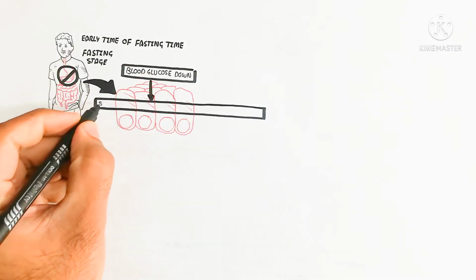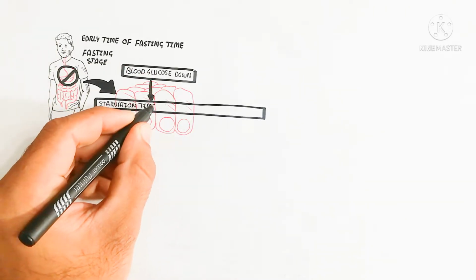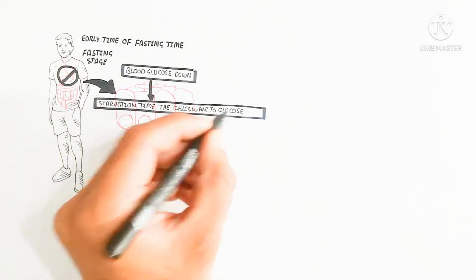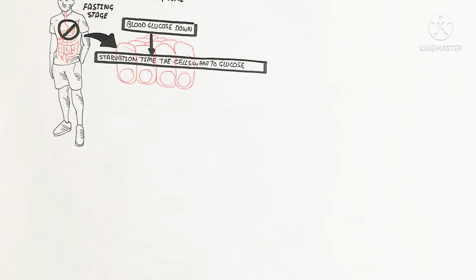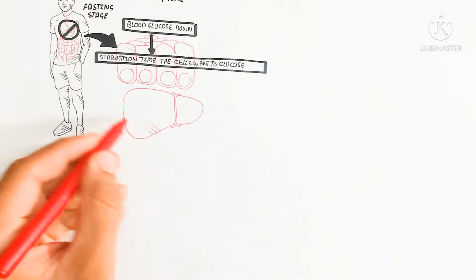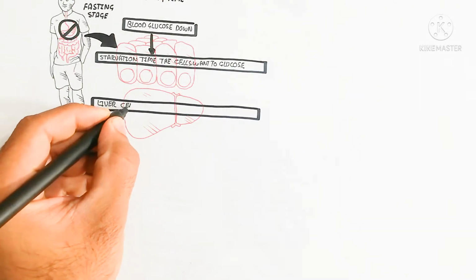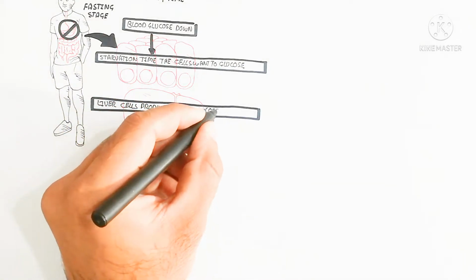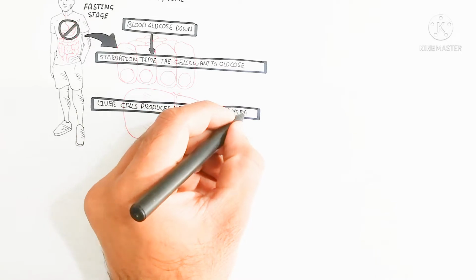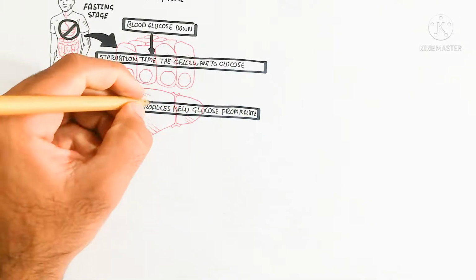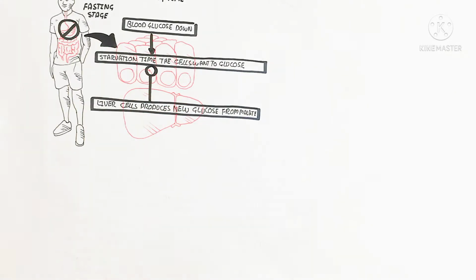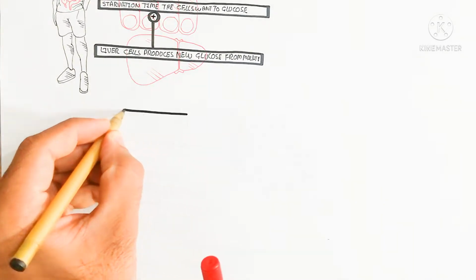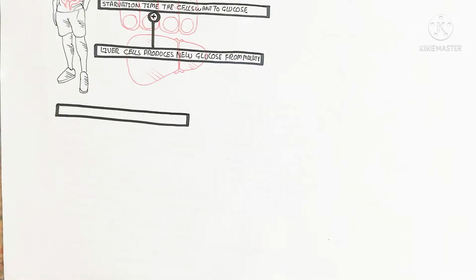First of all, the blood glucose goes down in the blood. When blood glucose goes down during starvation, the cells want glucose at that time. This glucose comes from the liver cell. First of all, glycogenolysis will occur. After the depletion of all glycogen, the liver cell produces new glucose from malate. So this malate will be produced again. How is it possible? We will discuss all these things.